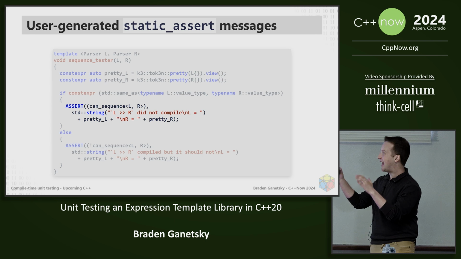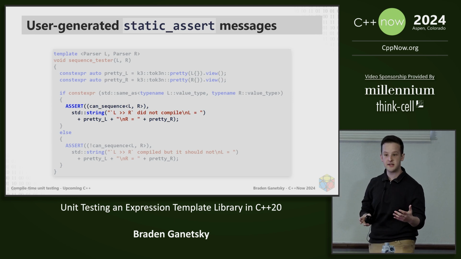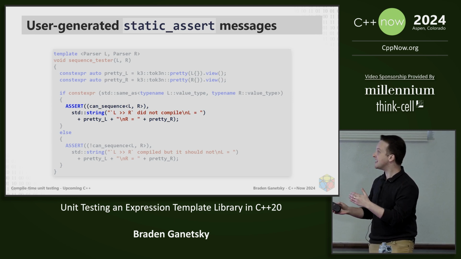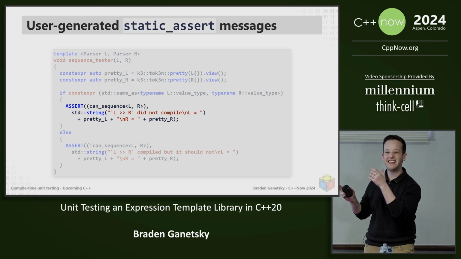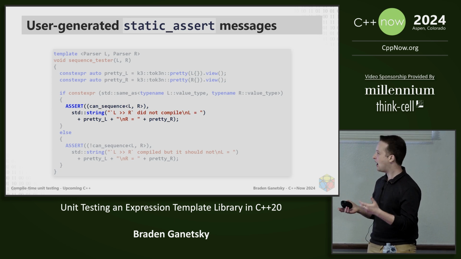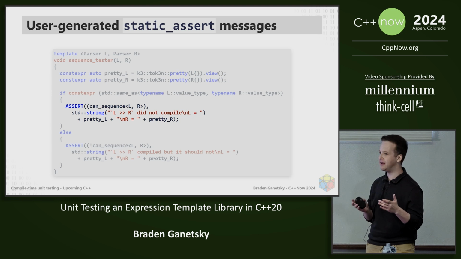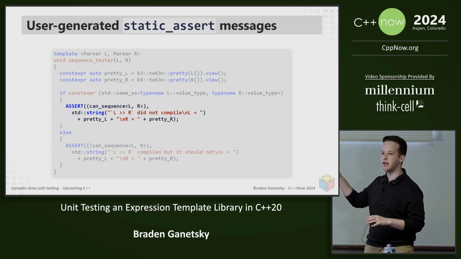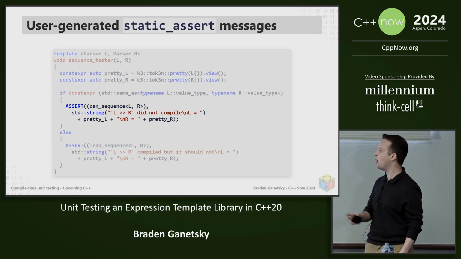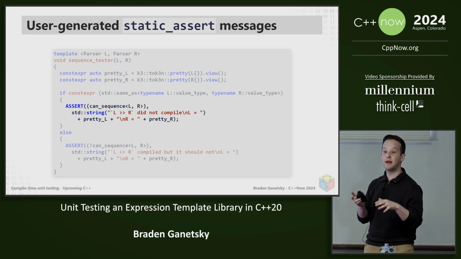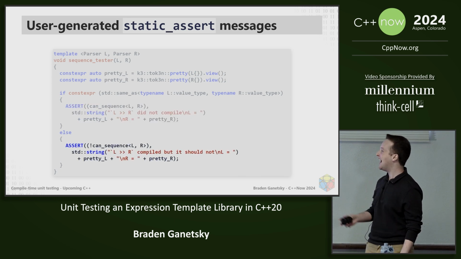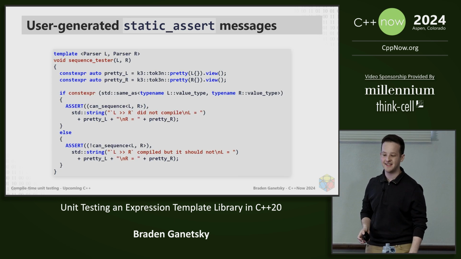So, can sequence L and R fails, but it shouldn't. And so it actually says, L right shift R did not compile, and here are the two parsers. Awesome. And at the lowest level, I'll be able to see in that message, at compile time, in a static assert, oh, well, one of them has a value type of this, and the other one has a value type of this. Well, of course, so what's going wrong here? No, I guess they have to have the same value type. Never mind. I'll be able to go investigate those parsers specifically. And then again, in the else case, I'll be able to do exactly the same thing.